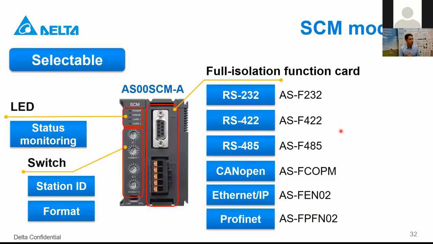I'll keep going. So we talk about the SCM module. This is a communication module, but you need to plug in a function card, and it allows you to use two. But for some function cards, you need to mount only one. Nevertheless, this is a communication card and supports 3 serial communication ports and can open Ethernet IP and Profinet.